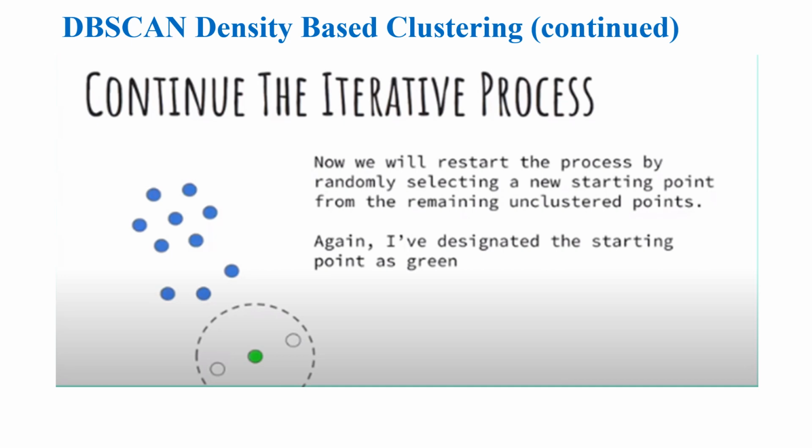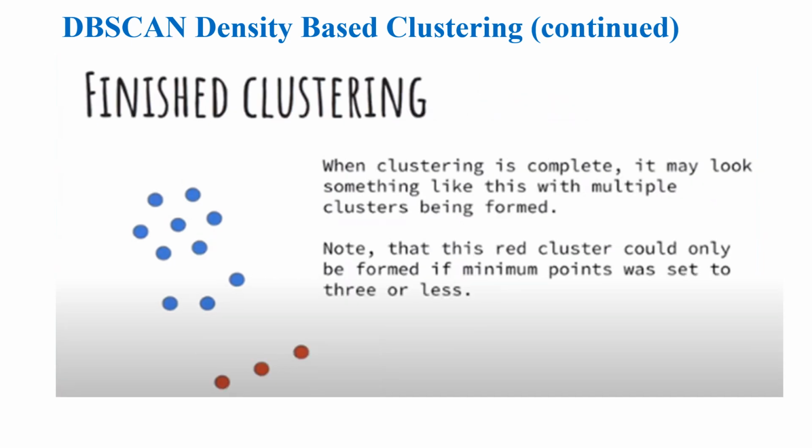So we restart the process by randomly selecting a new starting point. That's the one in green here. And then go epsilon out from those points and look for other points, which they did there in the circle. And here's where we finish clustering.